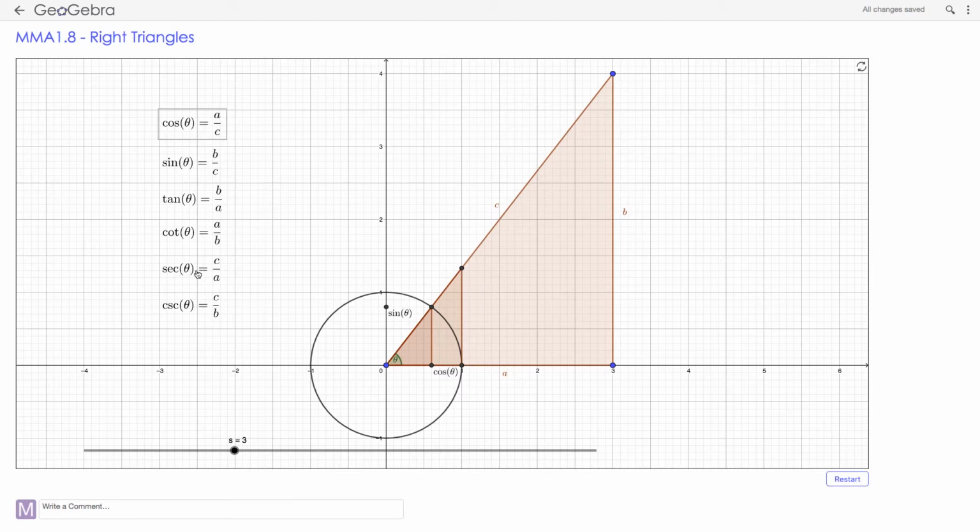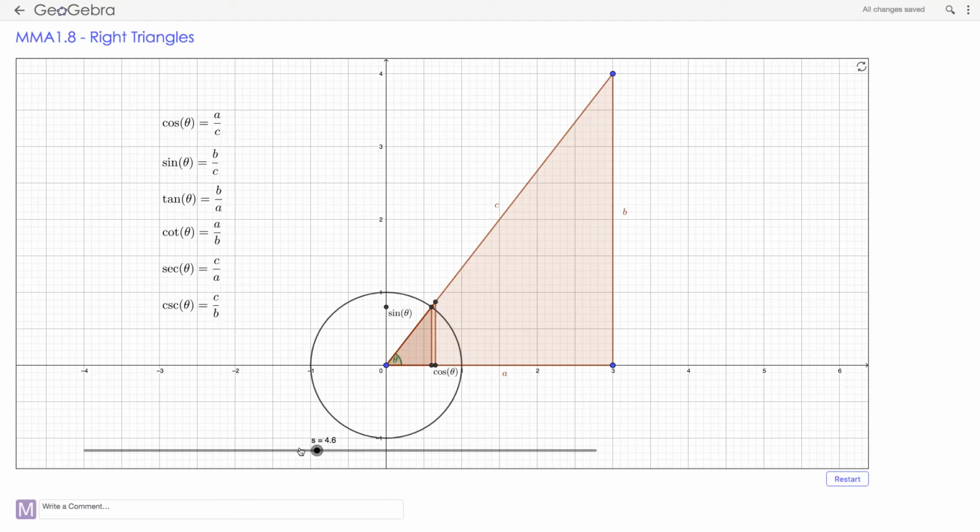The secant is one of the ways we could calculate the secant was to take 1 divided by cosine, right? So that becomes 1 divided by a over c, which is the same as c over a, right? And the cosecant was the same, only with sine, so that becomes c over b.